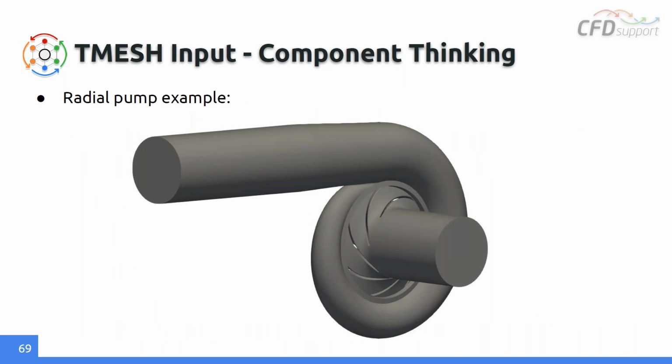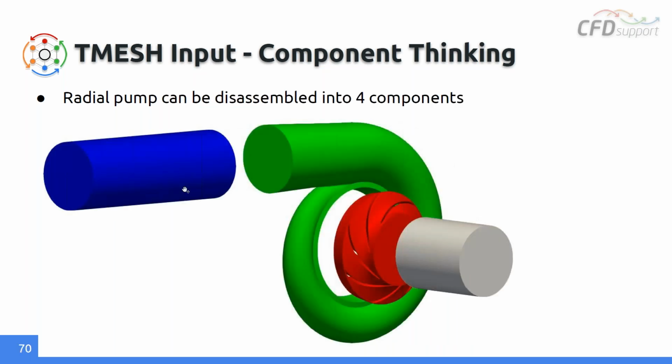So you can imagine, for example, this radial pump example. So this is our flow domain. Here is the inlet. Here is the impeller, volute, and outlet, let's say. So we should think in components. So at least we should split the rotor part from the stator part.